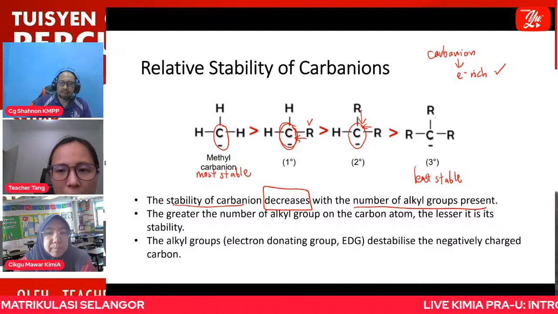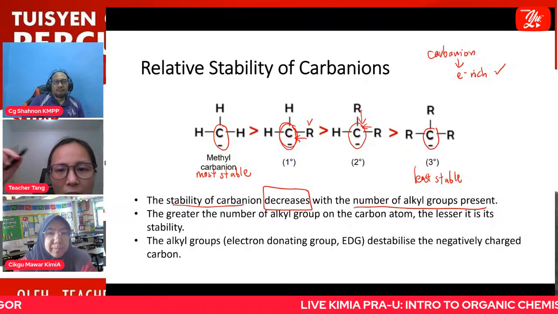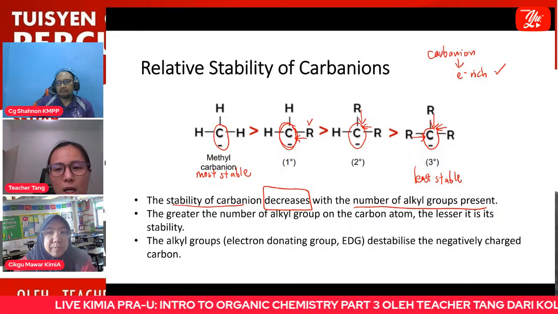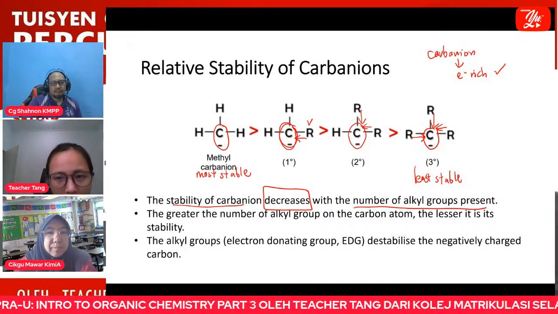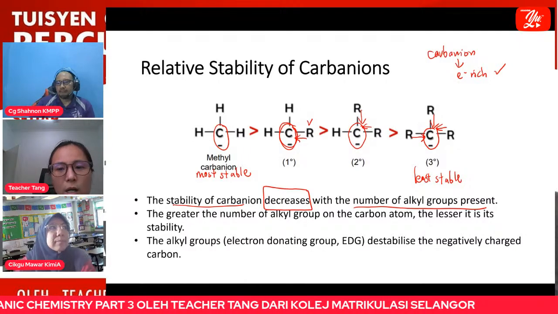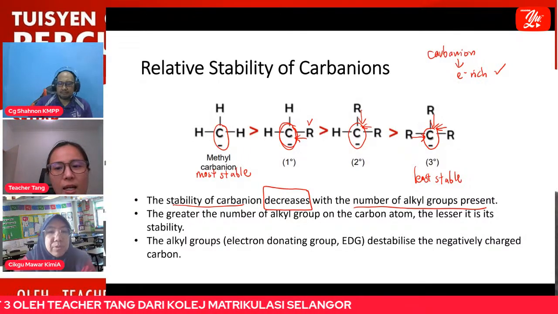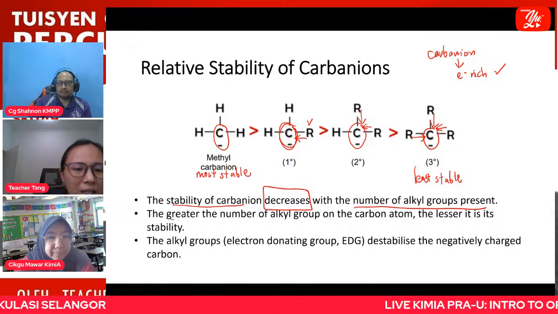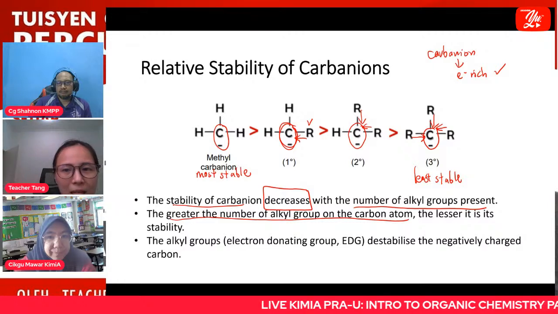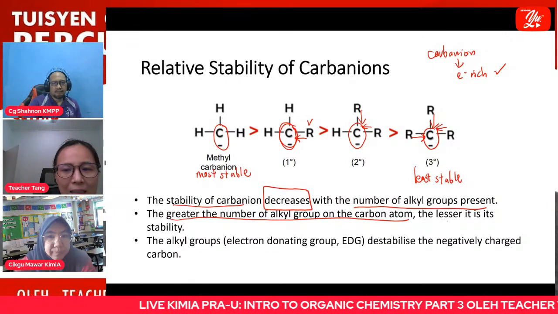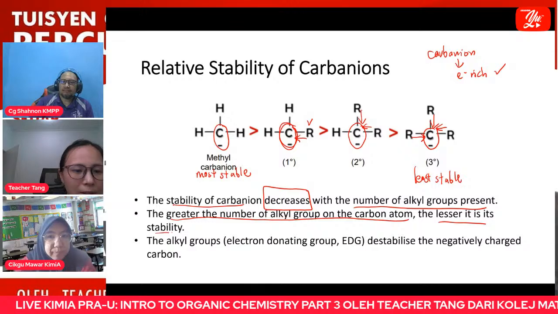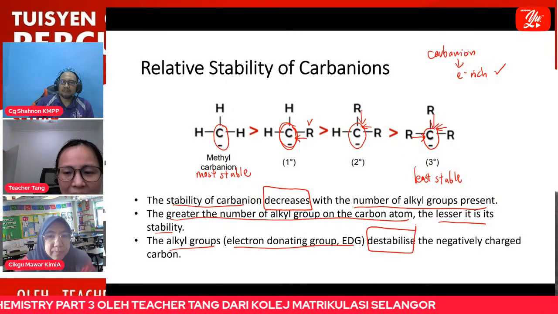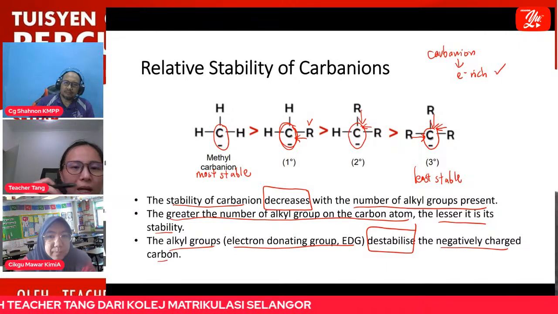Because the carbon carrying the negative charge has three alkyl groups releasing electrons to it, and it is already very rich in electrons, the three alkyl groups want to give it some more electrons, making the tertiary carbanion the least stable. So for a carbanion, the greater the number of alkyl groups around the carbon that carries the negative charge, the less stable the carbanion is. So an alkyl group is an electron donating group. It will destabilize the negatively charged carbon of the carbanion.